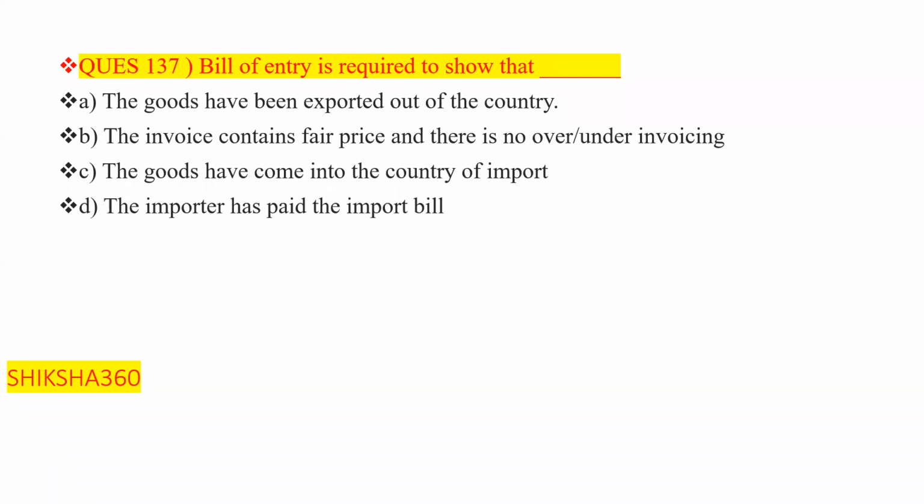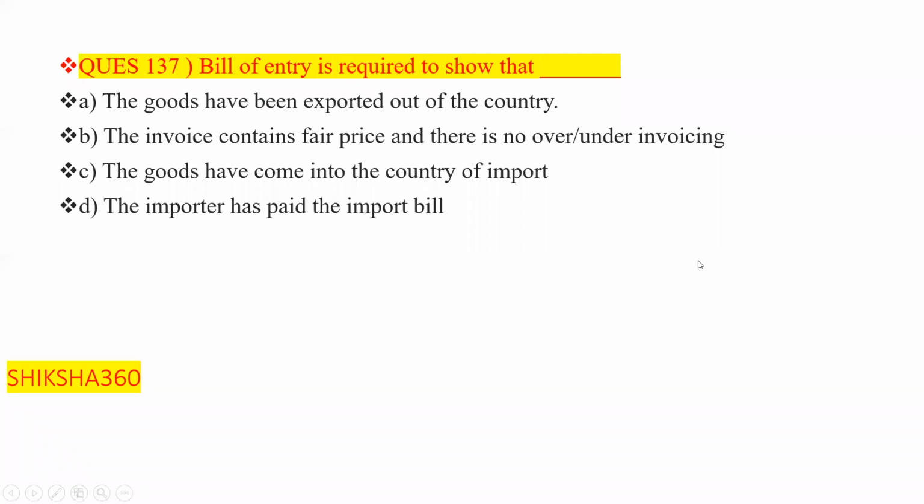Bill of entry is required to show that: first option, the goods have been exported out of the country; second, the invoice contains a fair price and there is no over or under invoicing; third, the goods have come into the country of import; fourth, the importer has paid the import bill. So what is the correct answer of this question?